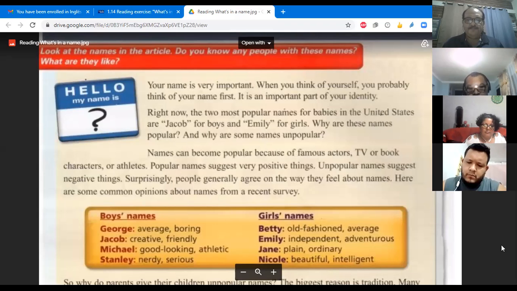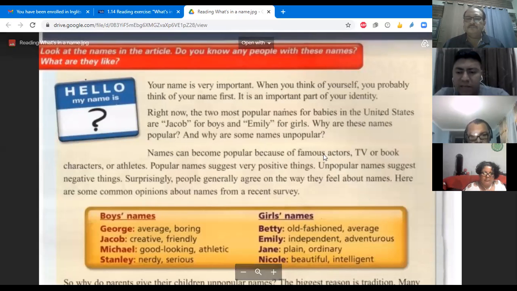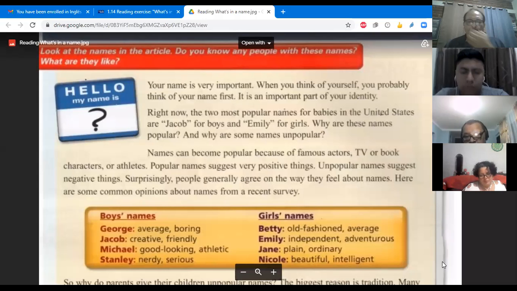What else? What is the meaning of plain? Plain is a person that has no, how can I say, sobrio, right? In this case, not too much makeup, no sobresale mucho, right? It's sobrio, plain. Survey is encuesta. Survey. Yes, that's correct. That's a survey.